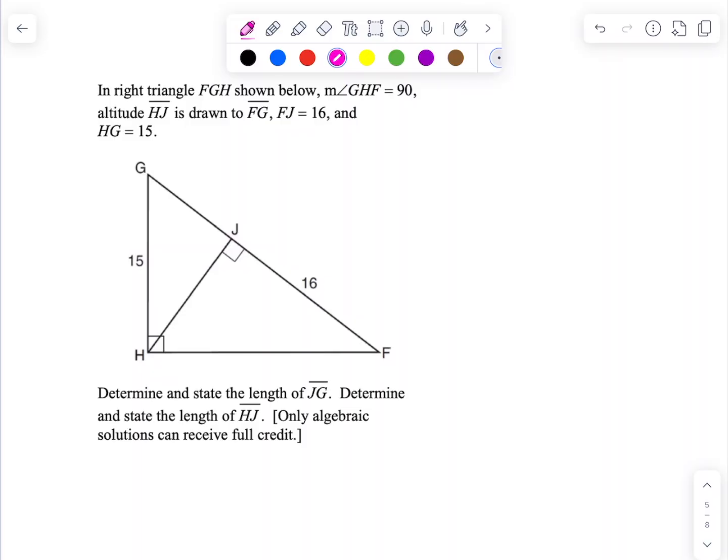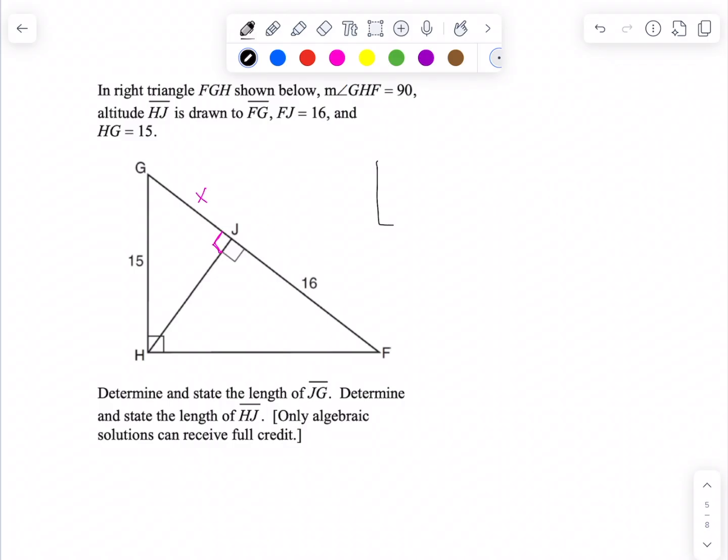Okay. In the next one over here, we have right triangle FGH, and we have the measure of angle GHF is 90. We have altitude HJ is drawn, so it creates 90-degree angles. We have FJ is 16, and we have HG is 15. We need to determine and state the length of JG. And then after that, we'll determine and state the length of HJ. So let's find one first and then the other.